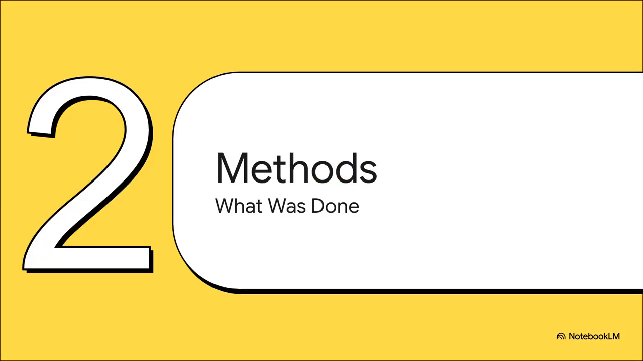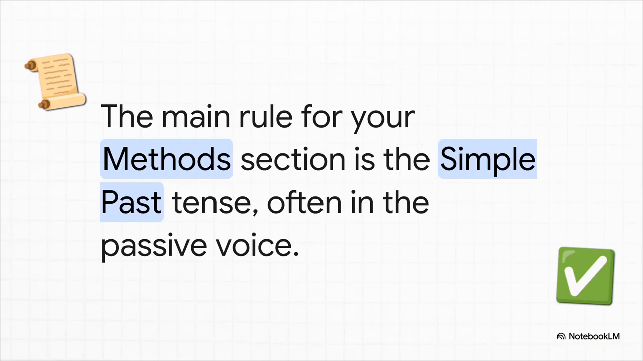Okay, let's move on to the method section. This is all about what you did. The tense here is actually pretty straightforward, but there is one little exception that you've got to watch out for. The golden rule for methods is simple past tense. Your experiment is done, it's finished, so you talk about it in the past. And you'll usually see it in the passive voice. That just means the focus is on the action, not the person who did it. It's not "we did this," it's "this was done." It just sounds more objective that way.